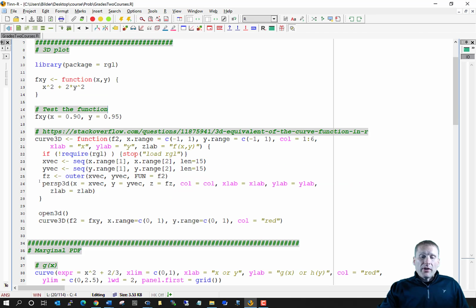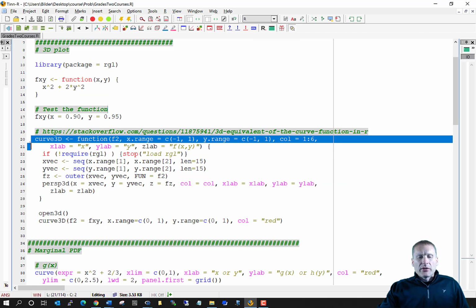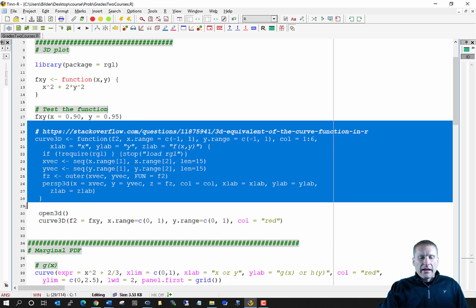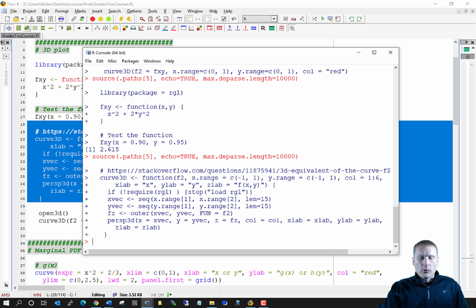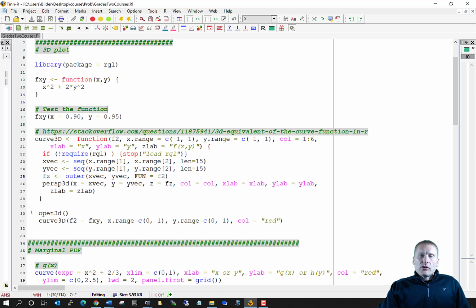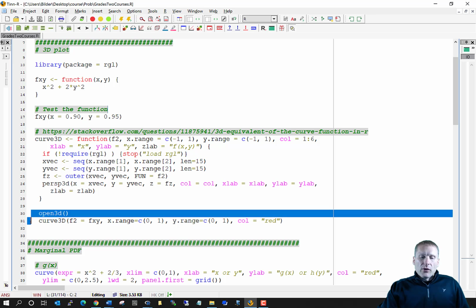Now, to do the plot, again, I found this particular function called curve3d, which is kind of the equivalent of curve for just 2 dimensions. You're not responsible to understand the contents of this function. Rather, what you're responsible for is how to actually use it. So I'm going to go ahead and highlight that and run it so I can get the function inside of R. To do the 3D plot, I need to first open up a 3D graphics window.